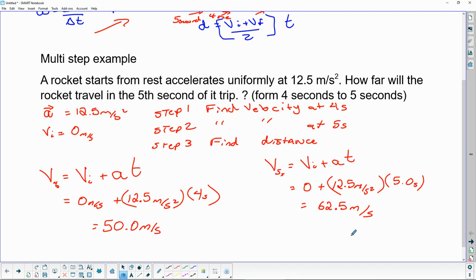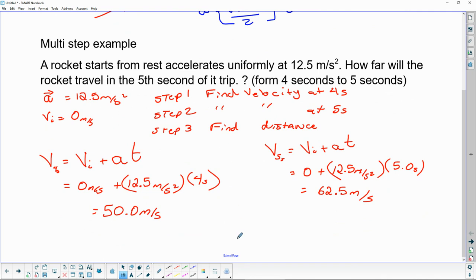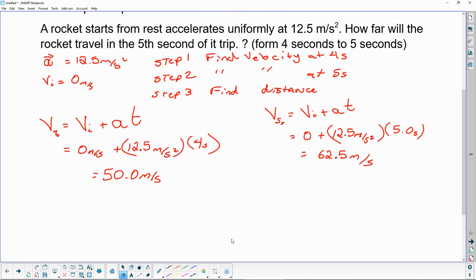Okay, so now that we have the velocity at the start of the fourth second and the velocity at the 5th second, we can then apply this equation here with the v squareds in it. This one would be the 5th second, this would be the 4th second velocity, and we know the acceleration to find the distance it traveled. Okay, so that's our 3rd step. Let's slide this up a little bit.